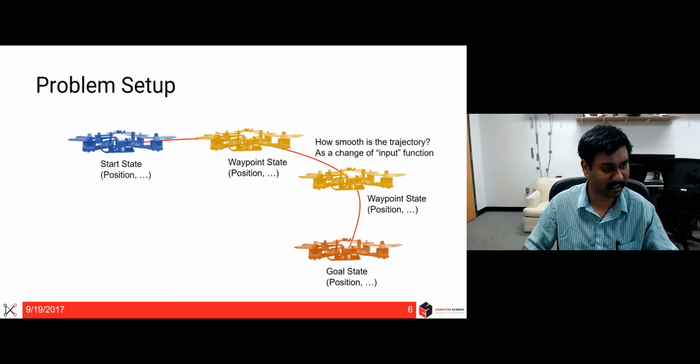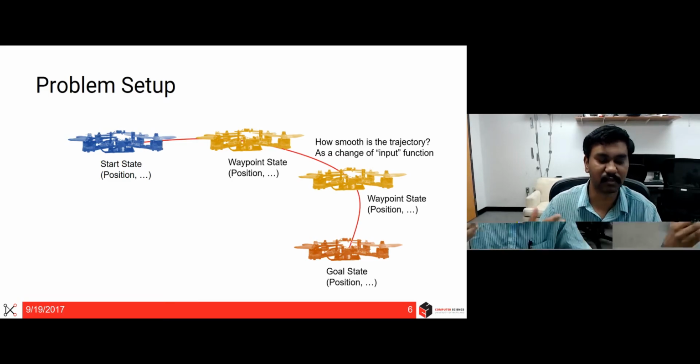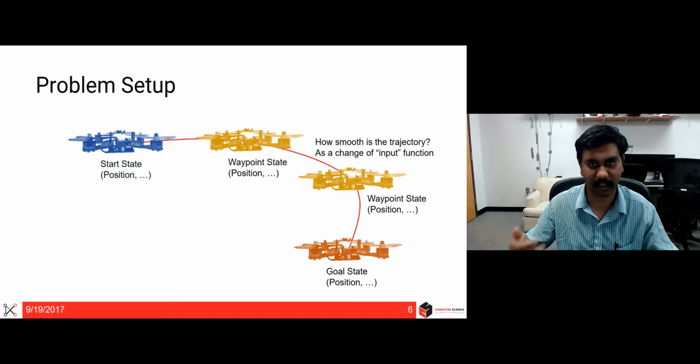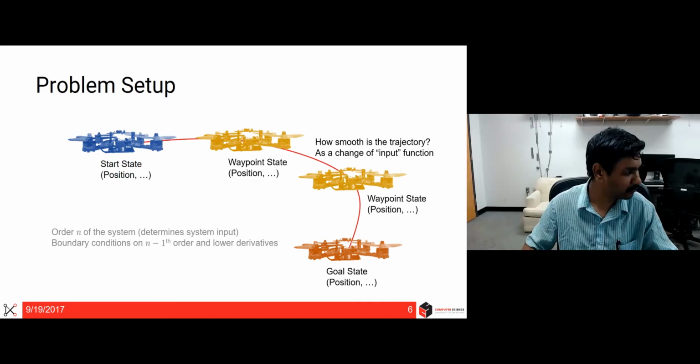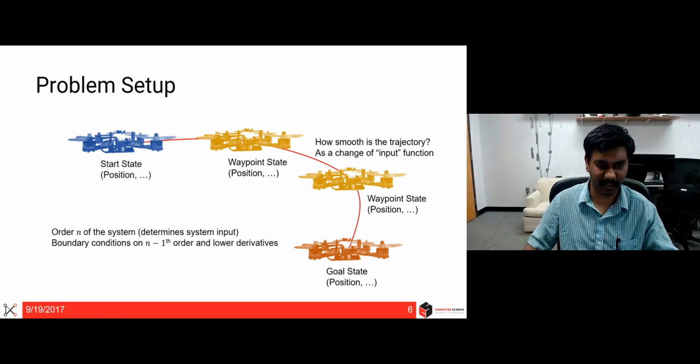First question one would ask is how smooth is the trajectory? Of course, the answer would be, the change of the input function would be one of the heuristics we can use. So the smaller the change in the input function, the smoother the trajectory is. So that's sort of like analogous to the amount of work done. If we have an nth order system which determines our system input, we have boundary conditions on all n minus 1th order and lower derivatives. So that's the general idea here. If you don't understand why that is so, just hold on for a minute and I will be talking about that in the next few slides.